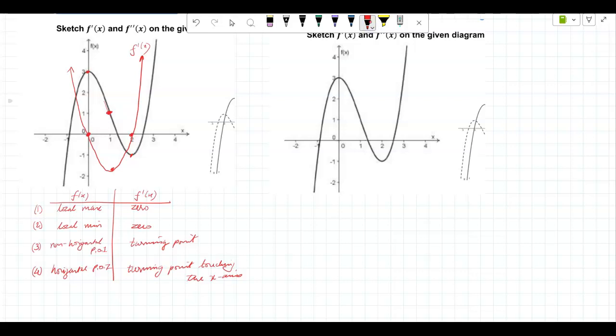Now to draw the f double dash x, what will you do? Look at the red graph now. So your minimum will become the 0. Okay, now look at the slope. You have to imagine that you have a tangent. What is the slope of the tangent here? Negative. Here? 0. Here? Positive. So first negative, then 0 and positive. So it's the straight line. This is the f double dash x.